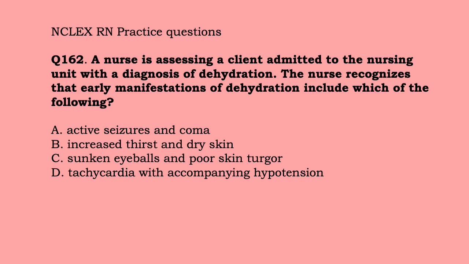NCLEX RN Practice Questions. Question 162. A nurse is assessing a client admitted to the nursing unit with a diagnosis of dehydration. The nurse recognizes that early manifestations of dehydration include which of the following? A. Active seizures and coma. B. Increased thirst and dry skin. C. Sunken eyeballs and poor skin turgor. D. Tachycardia with accompanying hypotension.